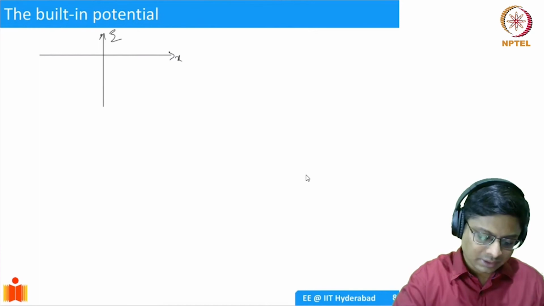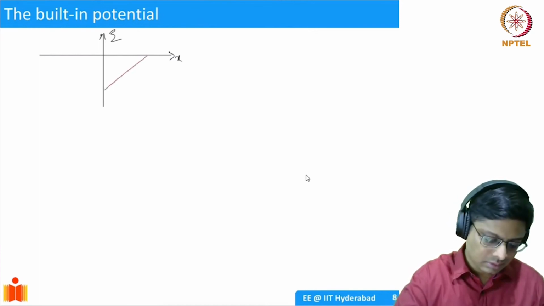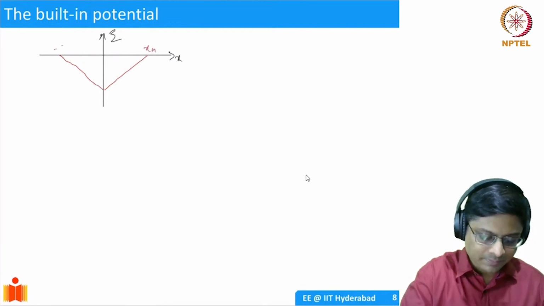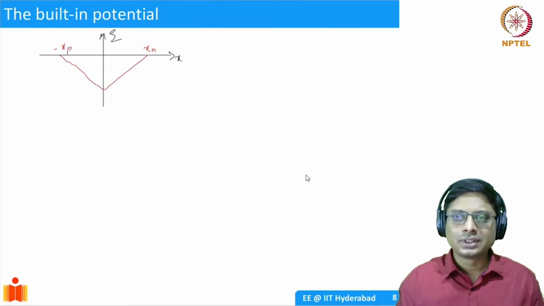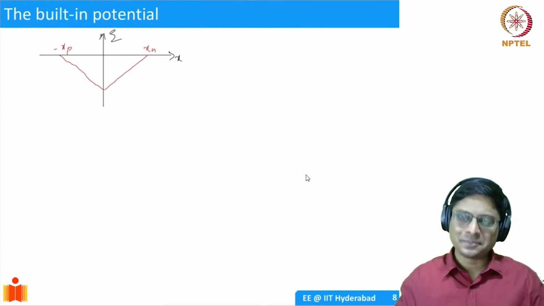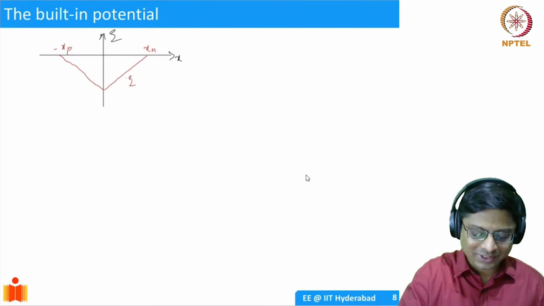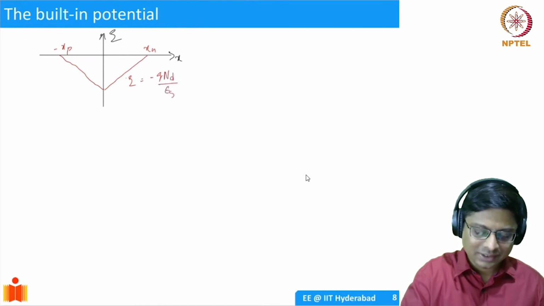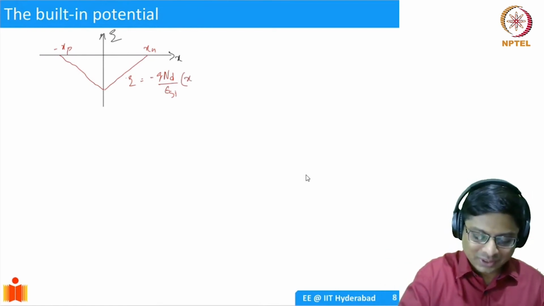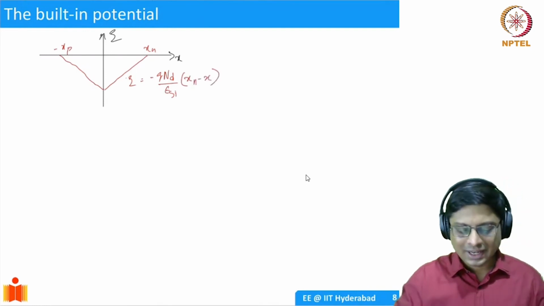So this is going to be Xn and this is minus Xp. What is my peak electric field? On this side, the equation was, let's try to guess it, minus q ND divided by epsilon silicon, and at x equal to Xn it is 0. Since x is positive here, it should be Xn minus x. As x increases, the electric field decreases, so it should be Xn minus x.